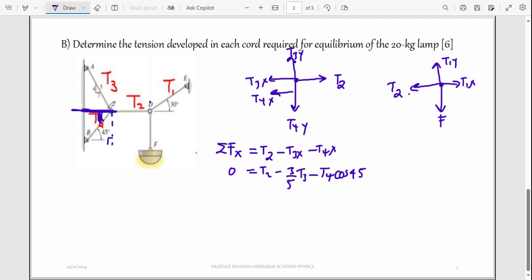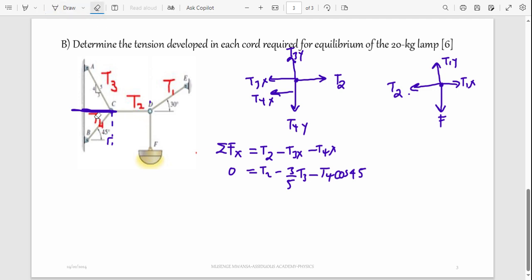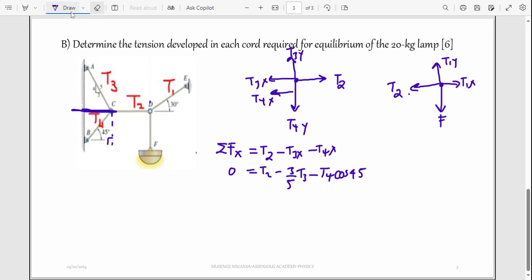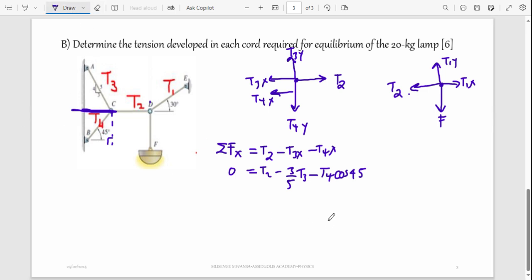Okay, and another thing that you need to take note of. All right, I think that is okay. We can go on. So this is going to give us 0 is equal to T2, and this will just be an equation like this with unknowns. T3 minus, we'll punch cosine of 45. That is 0.707 T4. So this is going to be the first equation.